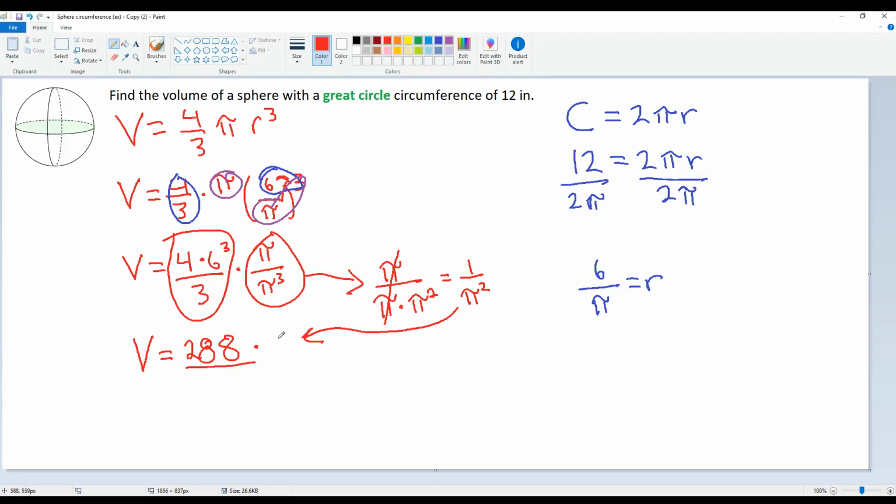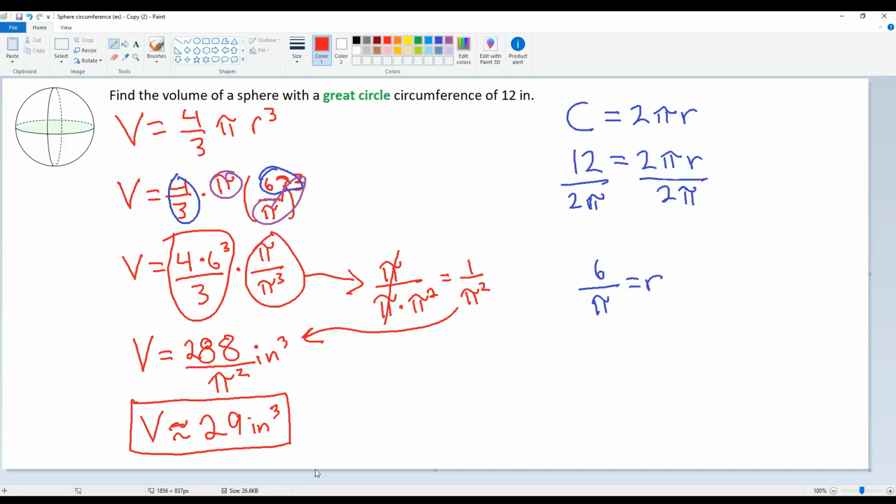And since that's really times 1 and you need to write times 1, I can just put 288 over pi squared. So now that's my exact answer. That's going to be in inches cubed. So I have a final answer, and then if I plug that in and round it off, I'm going to get about 29 inches cubed.